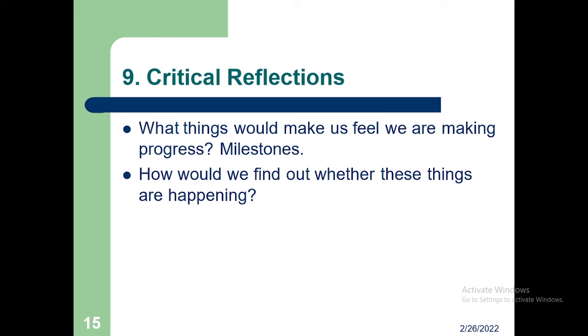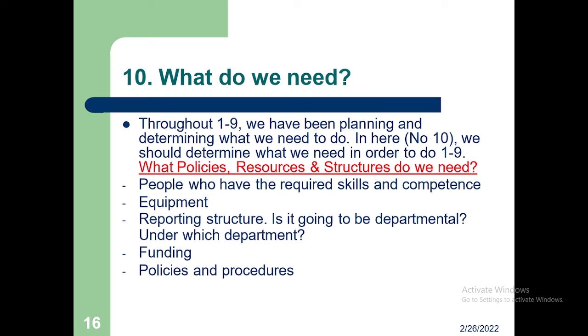Then you look at critical reflections. What things would make us feel that we are making progress on milestones, and how will you find out whether these things are happening? So this is also monitoring and evaluating. So you state in our M&E system, this is what we look at to see that we actually achieve these milestones. What do we need to do?